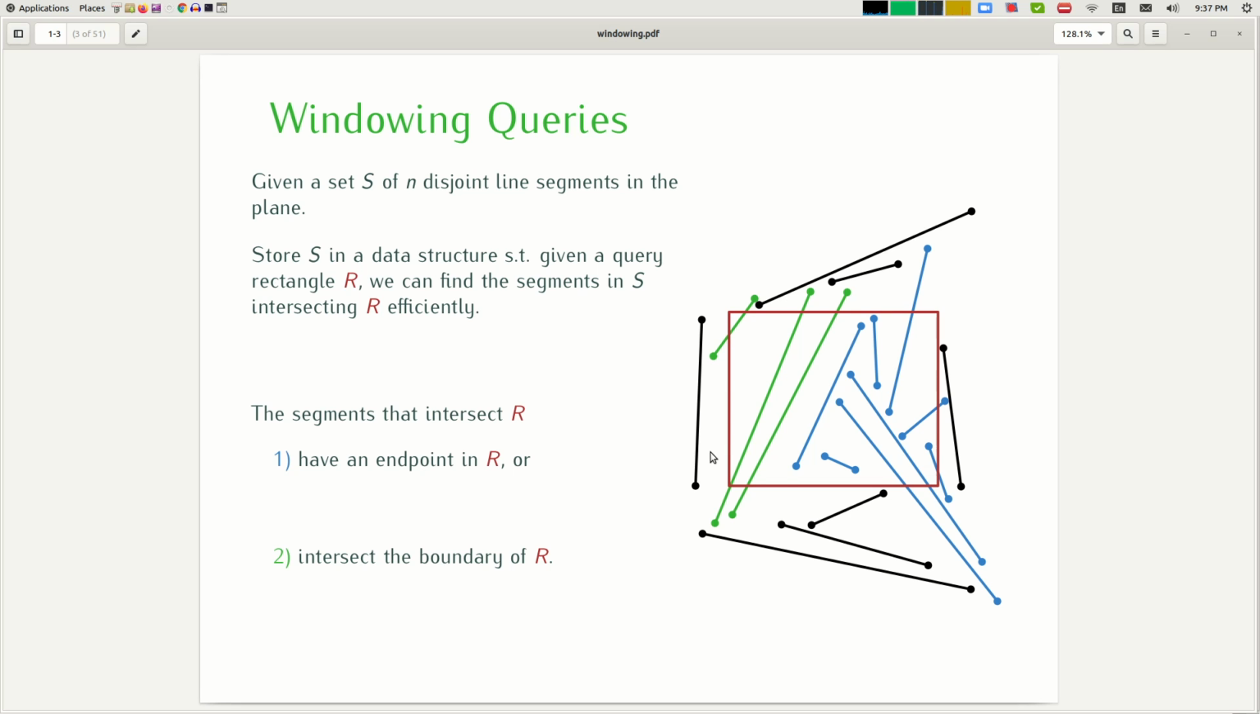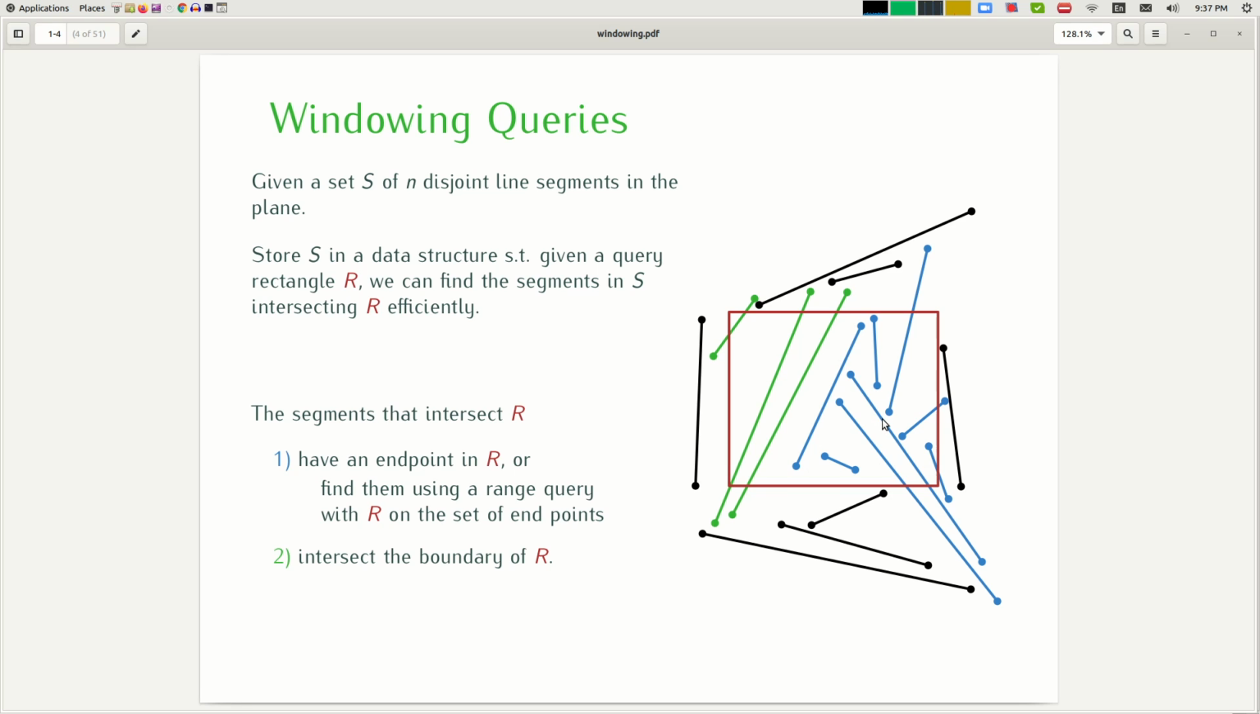We could classify the segments that intersect the query rectangle as two types. The segments that cut through this rectangle, like these green ones, and the segments that have an endpoint inside. Either they have two endpoints inside, which means they're completely inside this rectangle, or they have one endpoint inside.